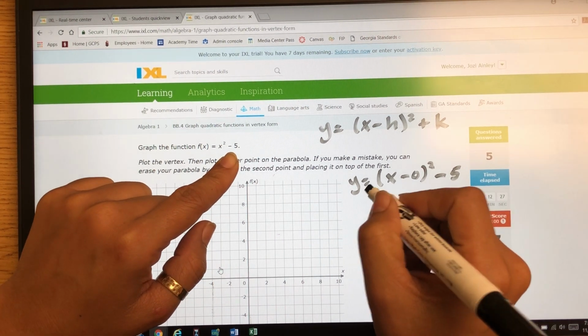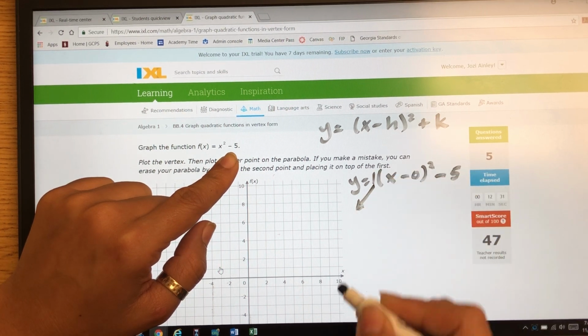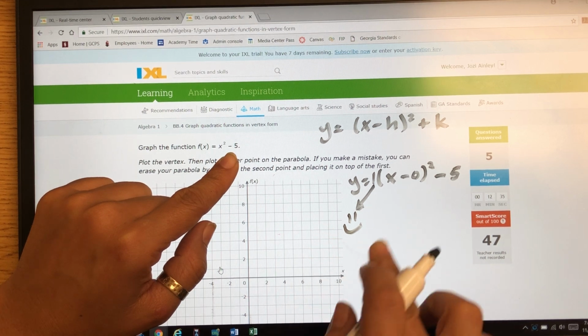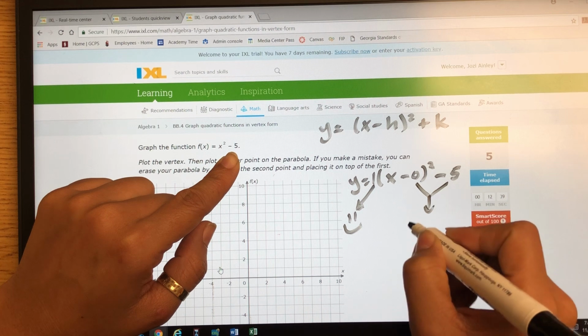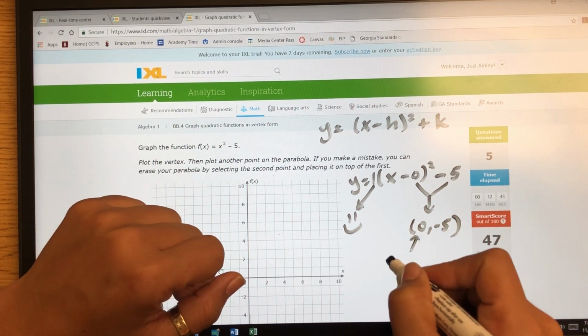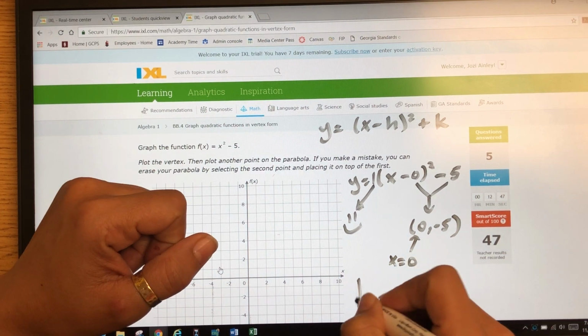When you write in vertex form, you can pull out the information from there. What's the number out here? Invisible +1, which means it's a happy face. So my graph should look like it opens upwards. All right, then these two numbers are my vertex. So 0, -5 is my vertex, and this first number is my axis of symmetry. All right, then you draw your table.